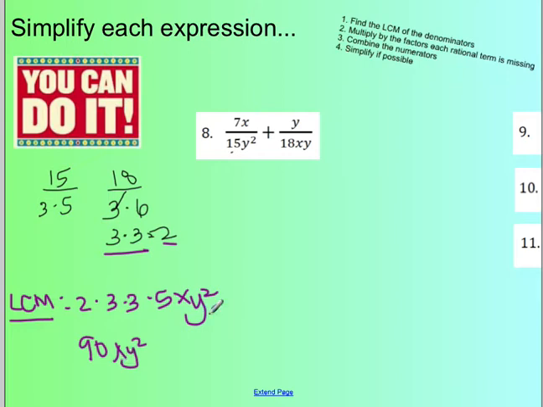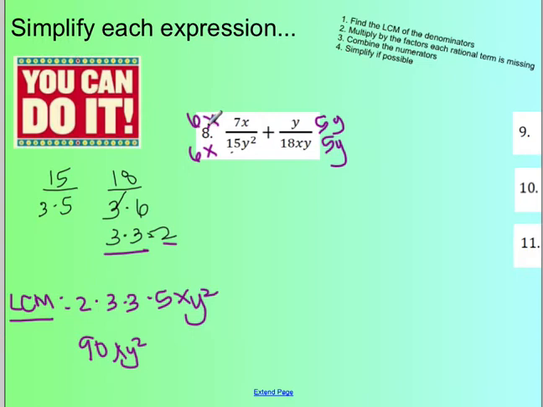So in this case, in order to get my denominator there, I would have to say, what's 90 divided by 15? That's going to be 6. So I'd have to multiply 15 times 6 in order to get to 90. And then I would also have to multiply by x to get to xy squared. So I'm going to multiply by 6x on my left-hand rational expression. And on my right hand, I would take 90 divided by 18 to figure out what I have to multiply that by. 5 times 18 is 90. And I need to have xy squared. Right now I just have xy, so if I multiply by y, 5y, then I will get it.